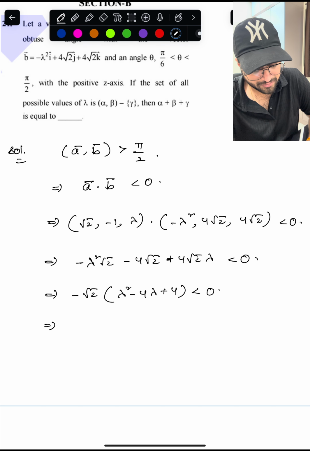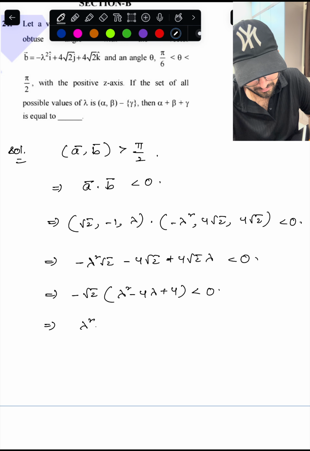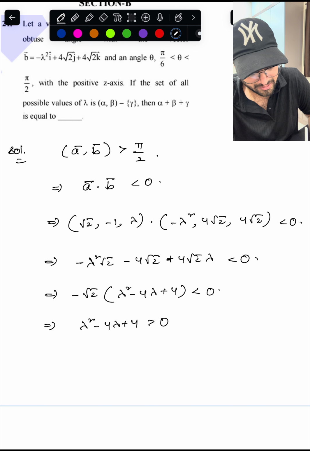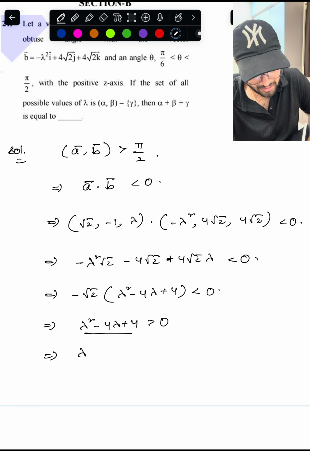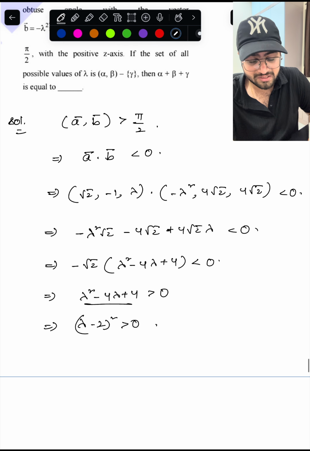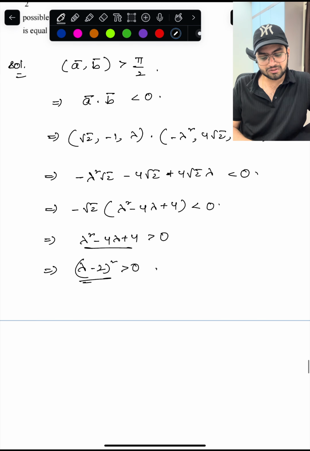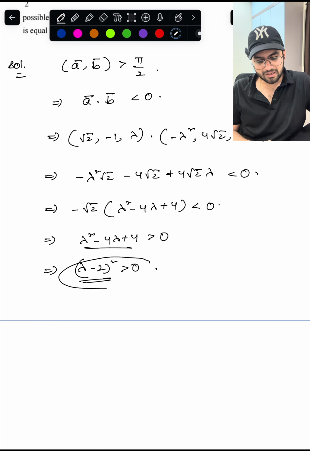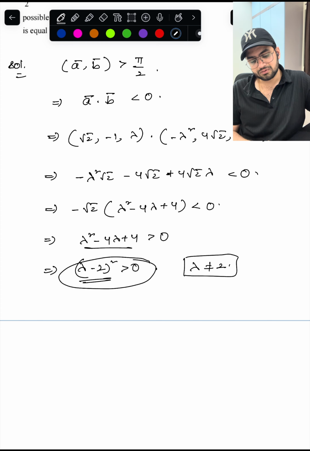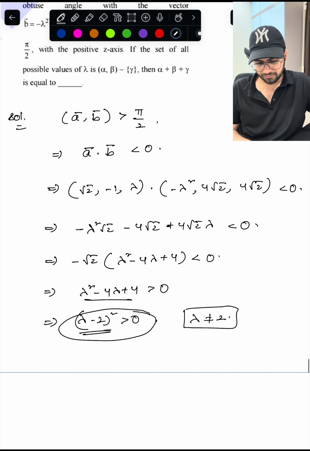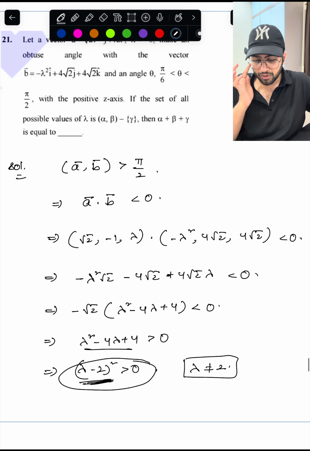So I will divide with minus root 2. The inequality will be reversing. So lambda square minus 4 lambda plus 4 should be greater than 0. Here lambda square minus 4 lambda plus 4 means lambda minus 2 whole square. You are getting a perfect square here, right? So the perfect square is always greater than or equals to 0. So here strictly greater than 0 is there. So lambda should not take the value of 2. So lambda should not be equals to 2. That's it. For any other values of lambda, this expression is always positive, right?